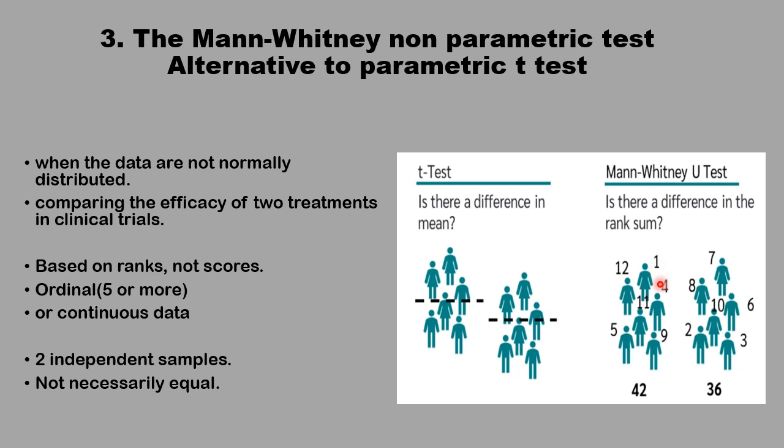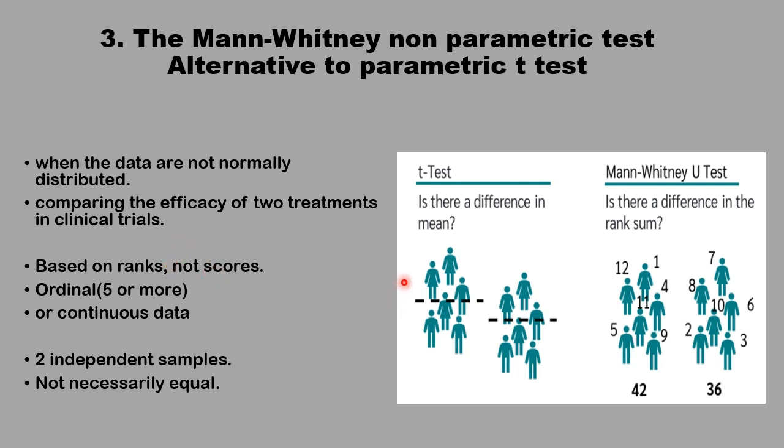Here, the data would be ranked from top to bottom or from bottom to top, and we will depend on the ranks. Here, for example, the highest score was number 1. We will depend on the sum of the ranks in group A against the sum of the ranks in group B to find out if there is a real difference between the two groups after using the treatment. So the Mann-Whitney non-parametric test is based on ranks, not actual scores.